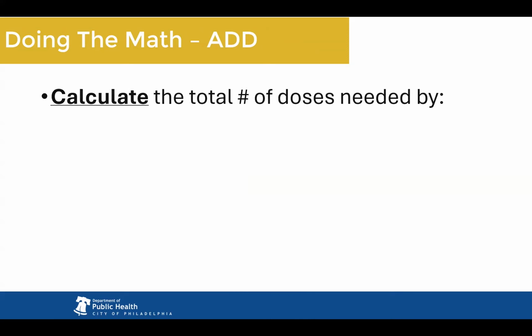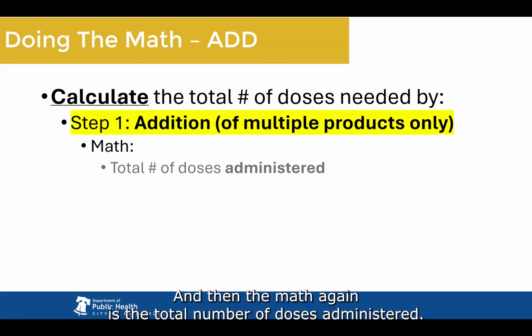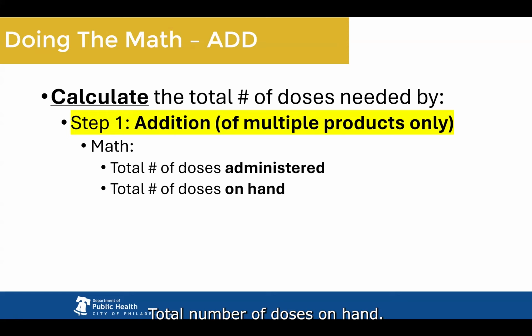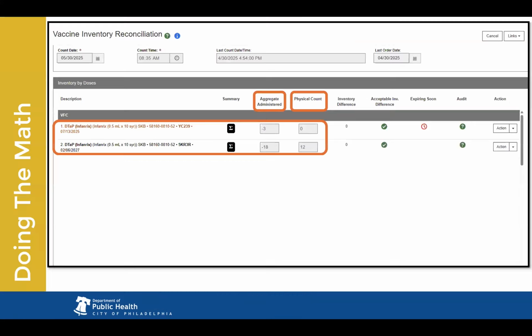So we're going to do the math and we're going to start with addition. And of course, we're going to get the total number of doses needed by step 1. And then the math again is the total number of doses administered, total number of doses on hand. But we're not adding these together. We're just getting the total number of doses of each of these. And we're going to use these later.